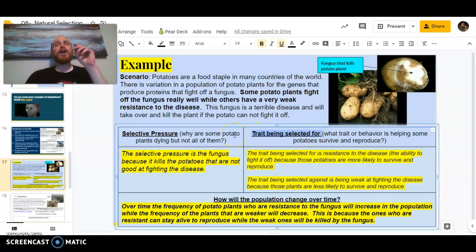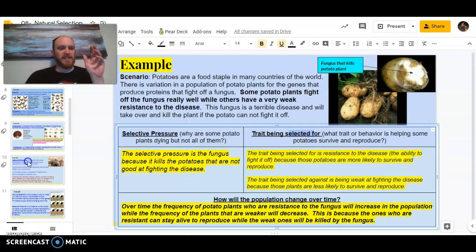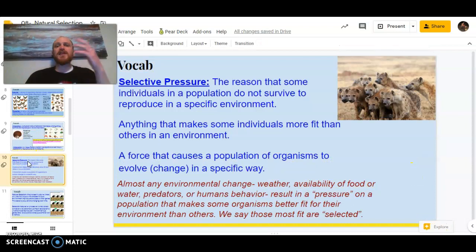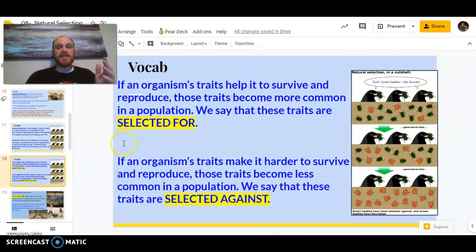Now, if you want to think about these definitions about selective pressure and selected for, remember you can scroll on up. Selective pressure right here: the reason some individuals in a population do not survive to reproduce. Selected for means traits that help you reproduce. Those are the good traits. The population is saying, "Ooh, yeah, we want that one. We want that trait." That's what's going to be selected for.